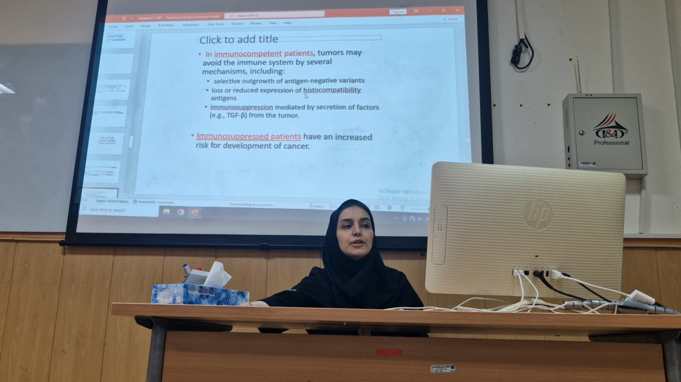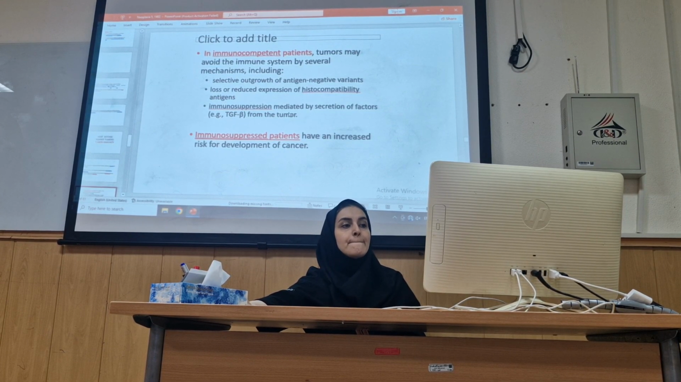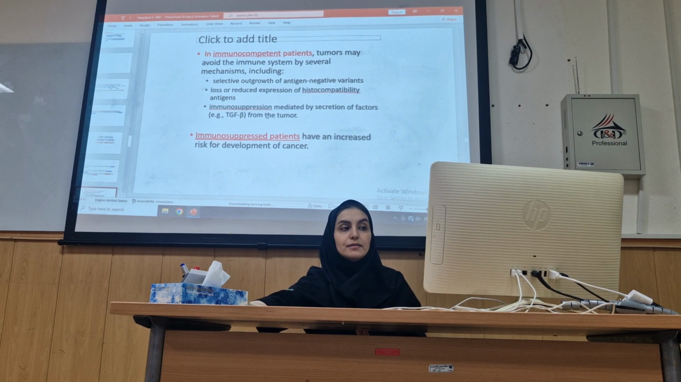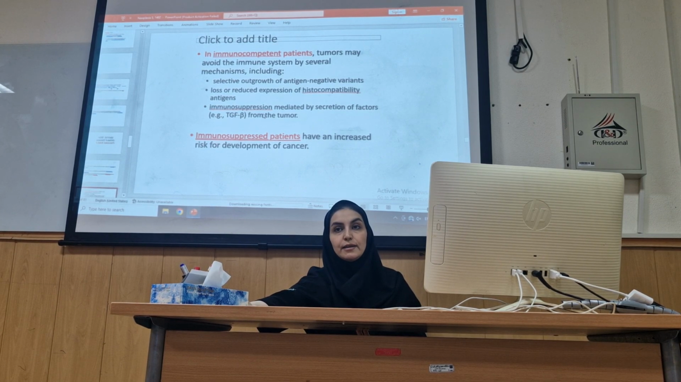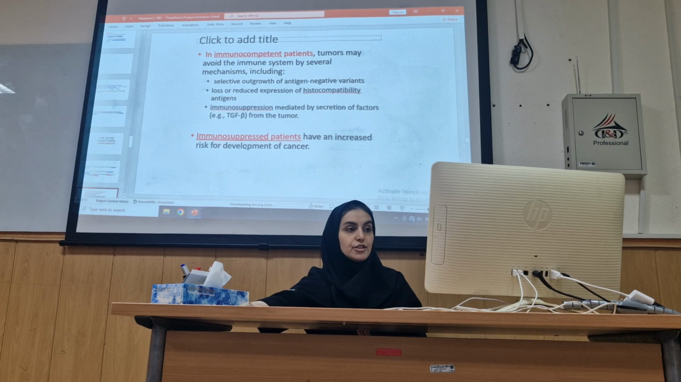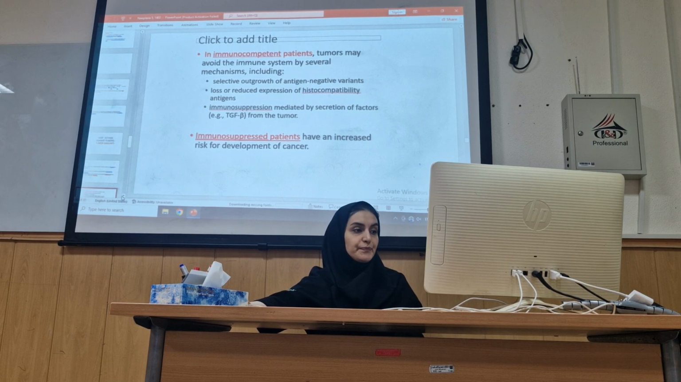Loss or reduced expression of histocompatibility antigens. Immunosuppression mediated by secretion of some factors by tumor, like TGF-beta. Tumors can make and secrete some cytokines like TGF-beta, and they can make immunosuppression in patients. And also we have some immunosuppressed patients. The immunosuppressed patients have an increased risk for development of cancers.